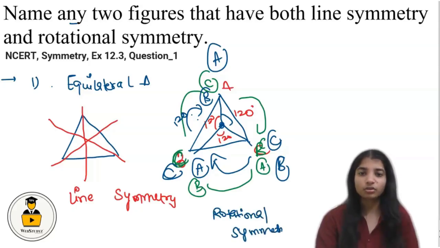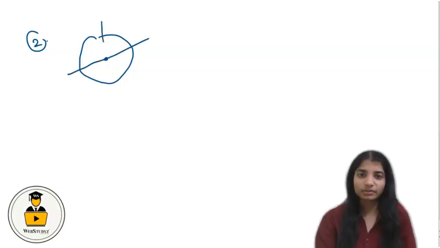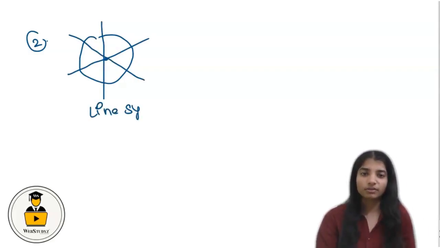Now we have to give two figures. So let's say the second figure is a circle. We know that the circle has infinitely many lines of symmetry, but the only condition is that every line of symmetry must pass through the center. So this is the line of symmetry of the circle.